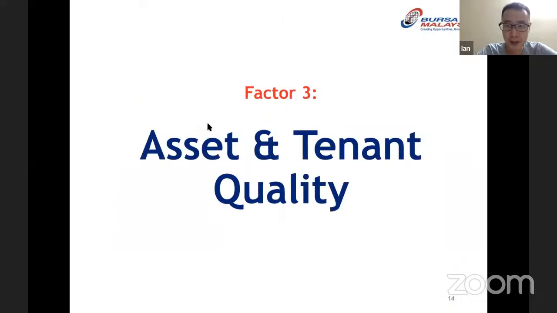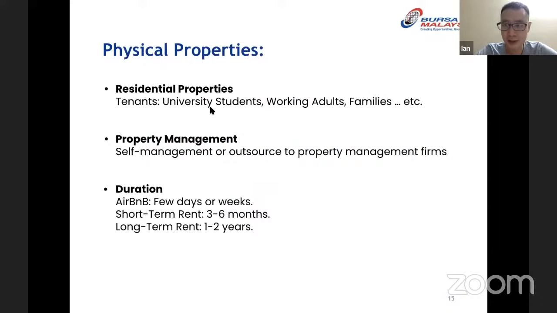Now let's move on to factor number 3, where I'm going to talk about asset and tenant quality. Let's look at physical properties. So when it comes to physical properties, let's say we are looking at a residential property. Typically speaking, when it comes to buying a residential property, who are your potential tenants? Okay, so this one is actually very important. Most likely, the tenant group will fall under a few categories. The main one will include university students, working adults, or even families.